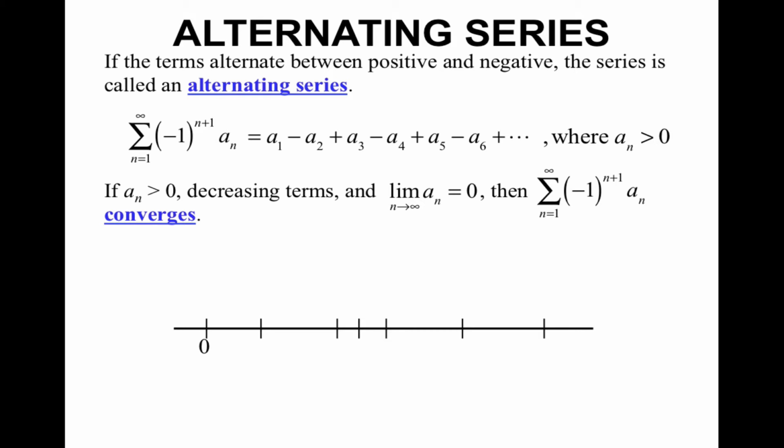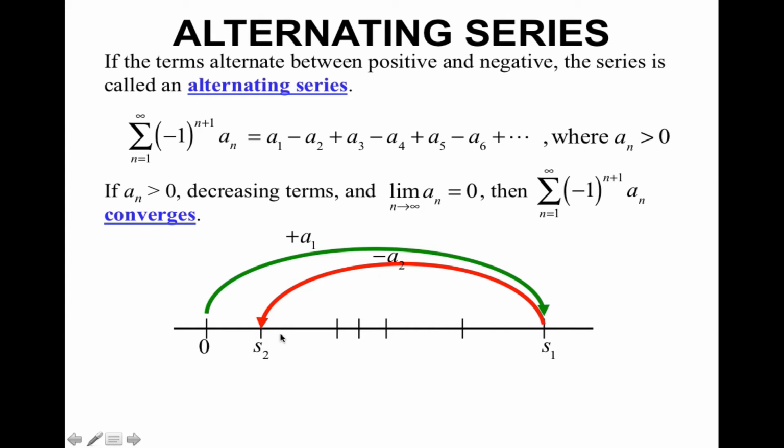basically if I start out at my starting point, which I'm going to say is 0, then I add my first term, a sub 1, I get my first sum, which is s sub 1. Then from here, I'm going to add a sub 2, and since a sub 2 is smaller than a sub 1, then I'm going to come back this direction. But since a sub 2 is a negative term, it's going backwards. Now I have my second sum.